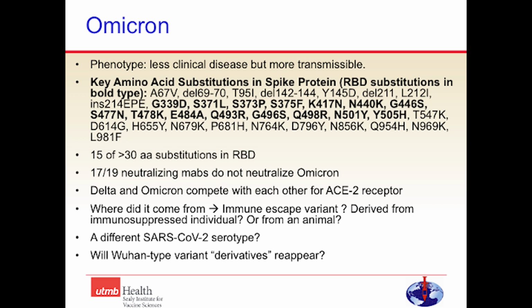Is it a different serotype? I think this is the big worry. We have now moved so far antigenically that we may have a separate serotype of SARS-CoV-2 circulating. And then the question comes: are we going to get a Wuhan-type variant, the son of Delta, for example, that came back, such that we have concurrently 2 different serotypes of SARS-CoV-2 circulating in the future? I think that's the big worry as we move forward.